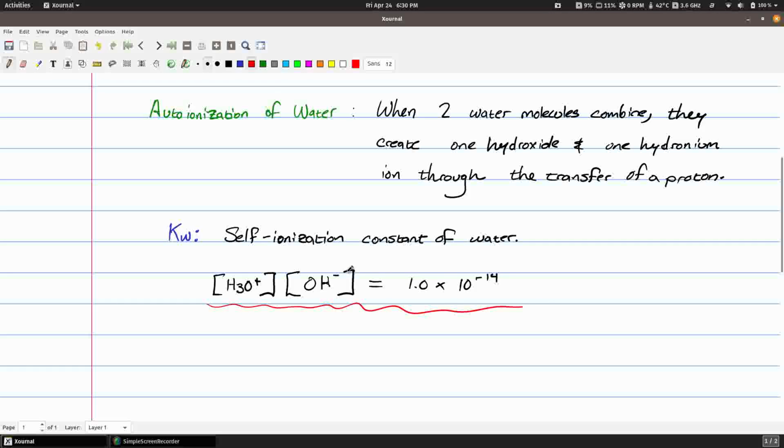So multiplying, if you have one of them, you technically have both because this number doesn't change. This is your constant. So let's write that over here. 1.0 times 10 to the negative 14. Okay, alright.